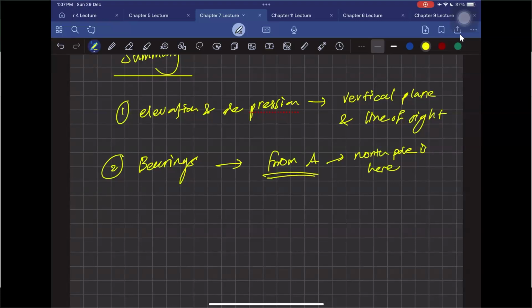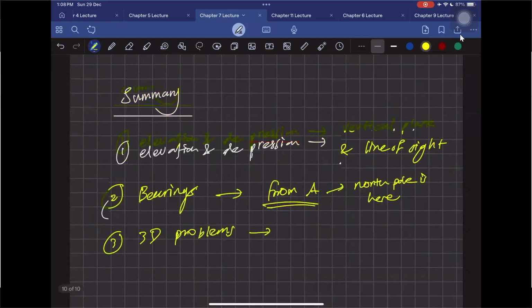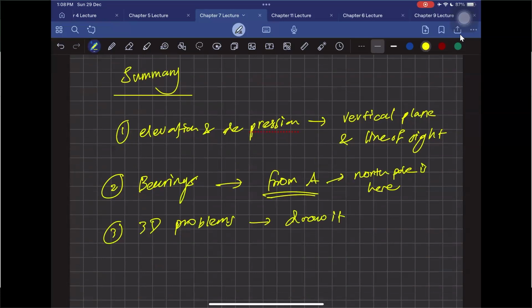And the last concept we have learned is your three-dimensional problems. For this, I can't emphasize enough, but please do draw your diagrams down. So draw it out. It should form a nice right angle triangle, and then you can use Pythagoras or trigo to solve this. And if it's not a nice triangle, so normally for bearings, it won't be a nice right angle triangle, in that case, you can use your sine or cosine rule.